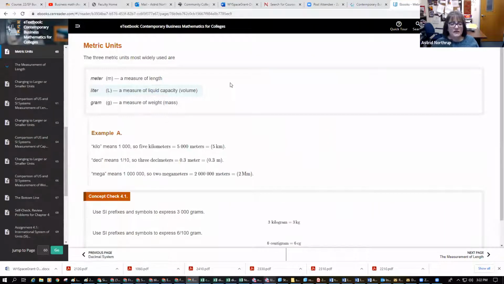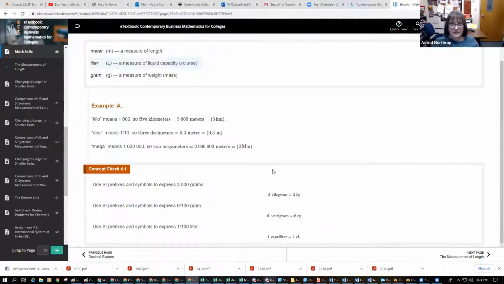So this page talks a little bit about what we just said. Kilo means 1,000, deci means a tenth, mega means a million. It doesn't matter what the base unit is. You can take whatever base unit you like, use whatever prefix you like, and then you'll have that power of 10 and that physical quantity. And it's always the same. So no more ounces to pounds, feet to miles, and pints to gallons, for example.